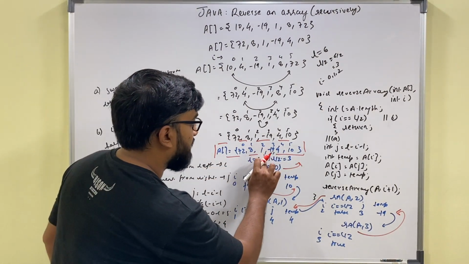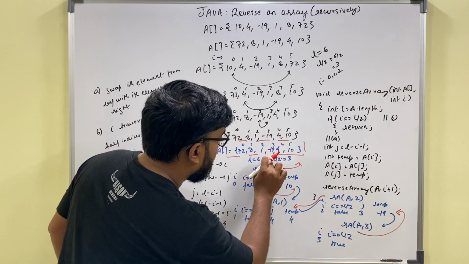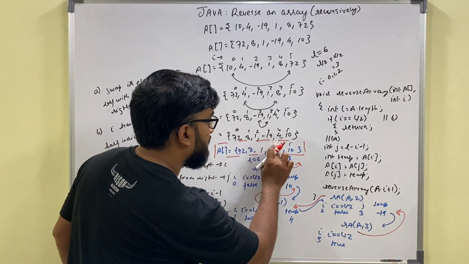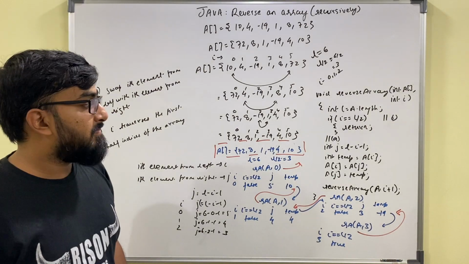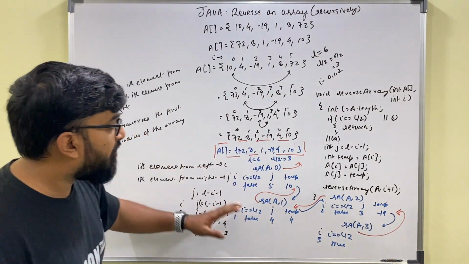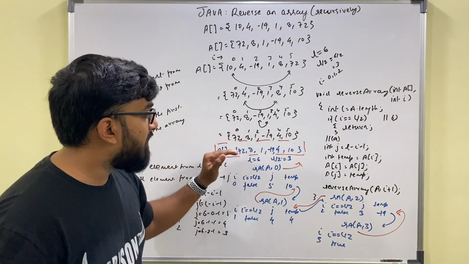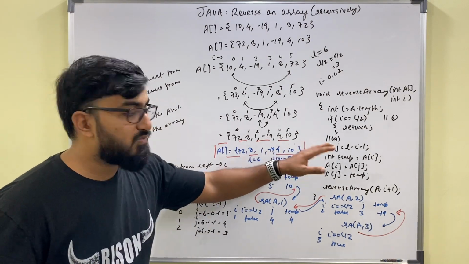If I clear the clutter, I clear I and j, and I clear the indices, this is the array you get. All right, so let me now try to run it for an odd length of array. Currently the length is even. Let's see if this works for odd length.